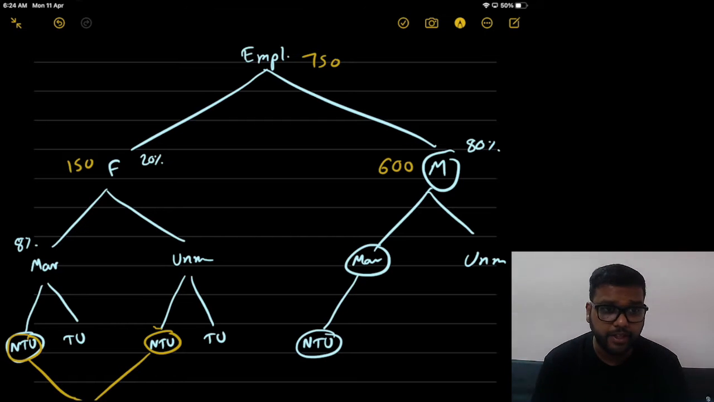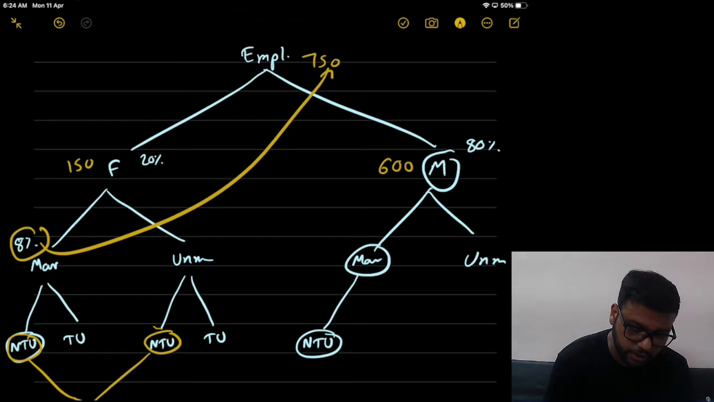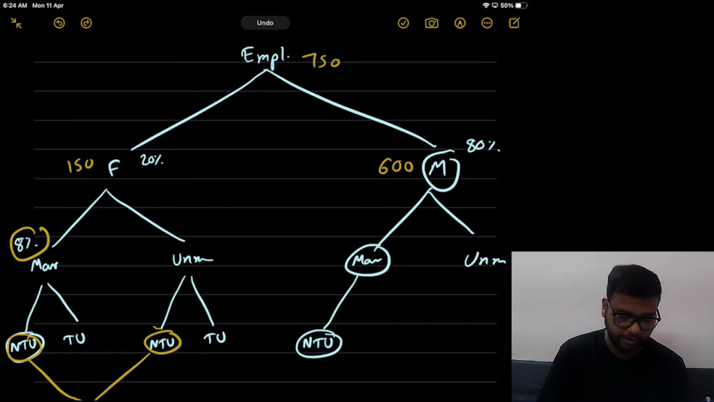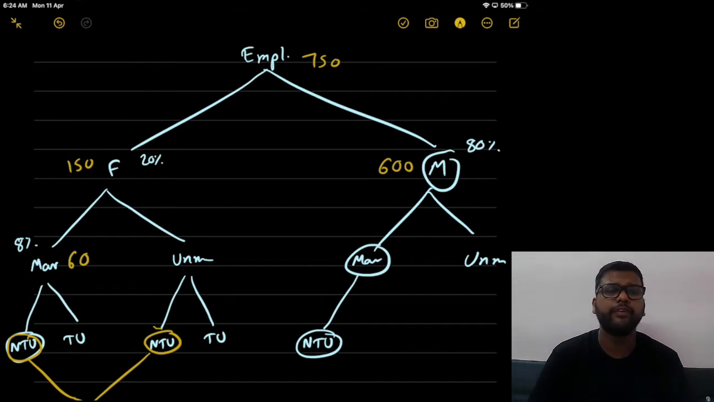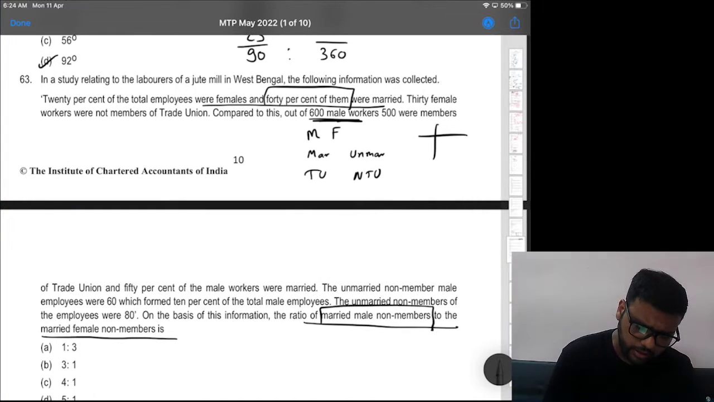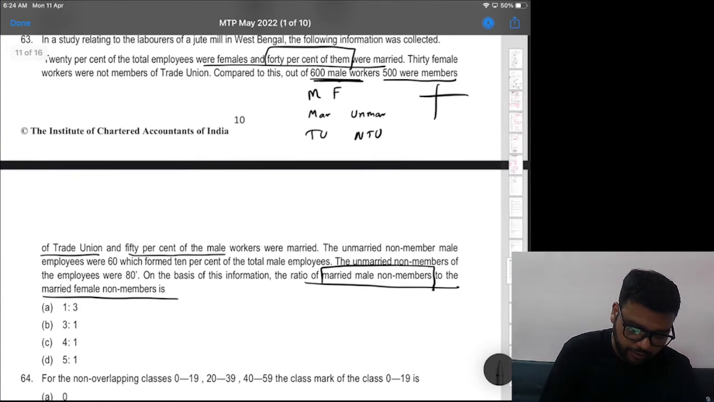If that is 150, we know that this is 8% of total, right? 8% of 750. So that is how much? 750 into 8%, which is 60. Fine. Next, 500 were members of trade union, and 50% of male workers were married.